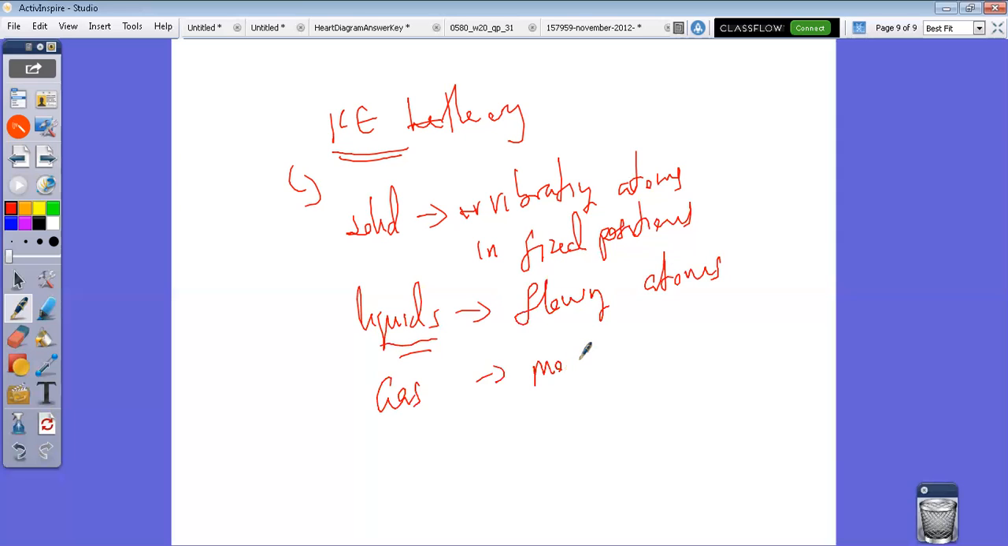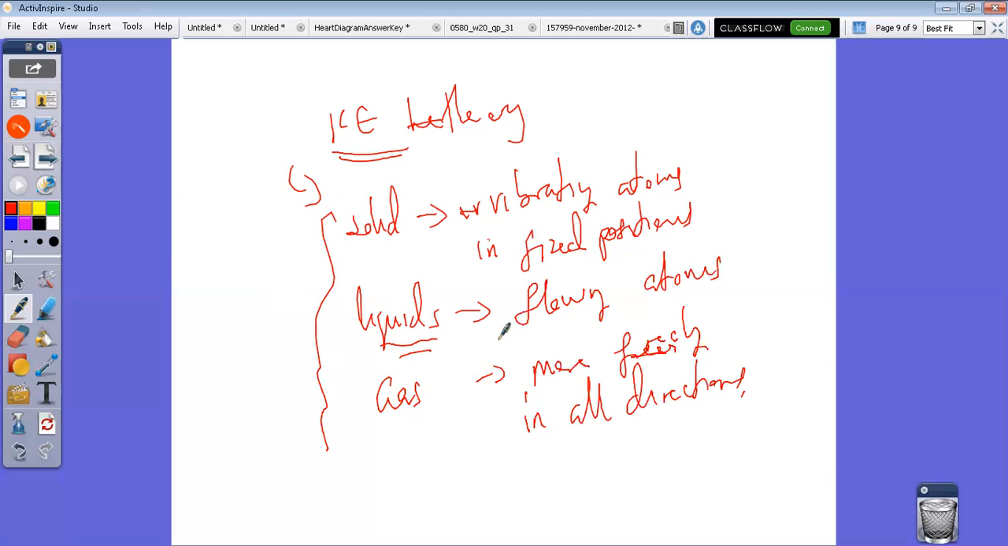Then gases: the atoms are moving freely, moving freely in haphazard motion, in all directions. Are we together there? Moving freely in all directions. Are we agreeing?